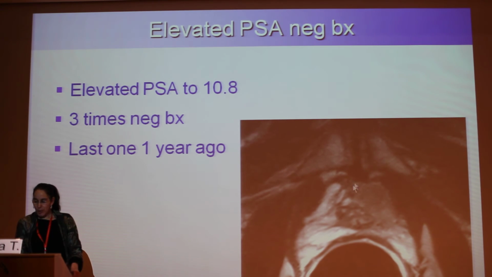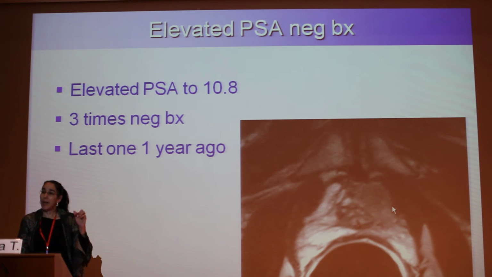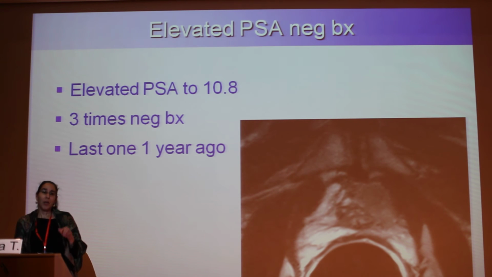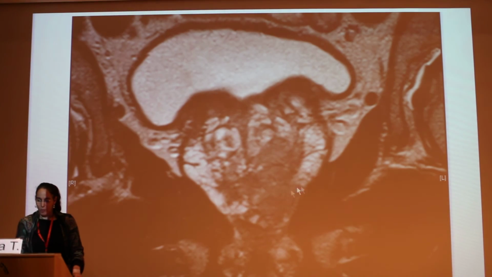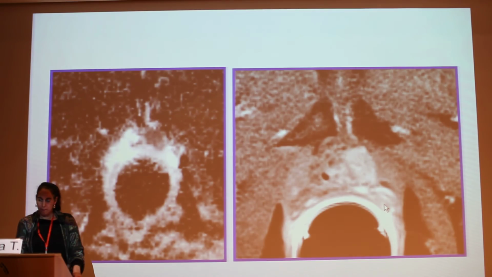And what we can appreciate here is in the anterior portion of the apex of the prostate, there's a large mass with anterior extracapsular extension. This was missed 3 times on biopsy. Now the apex of the prostate is another area which is very difficult to biopsy, clinically difficult to biopsy. And here's that same mass on a coronal image, on ADC map, and on contrast enhancement.